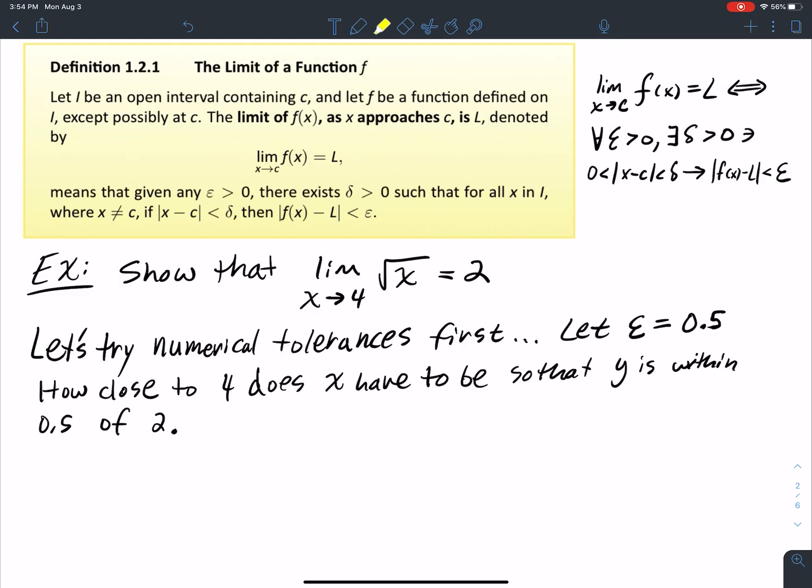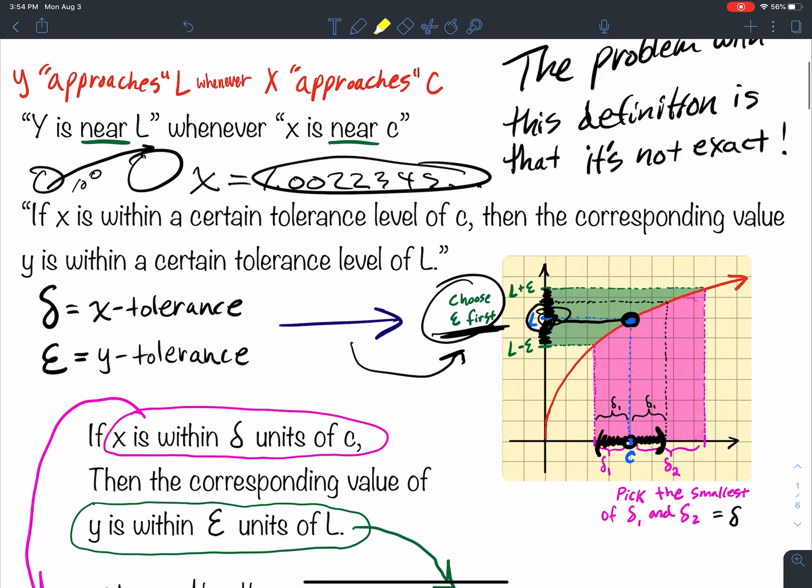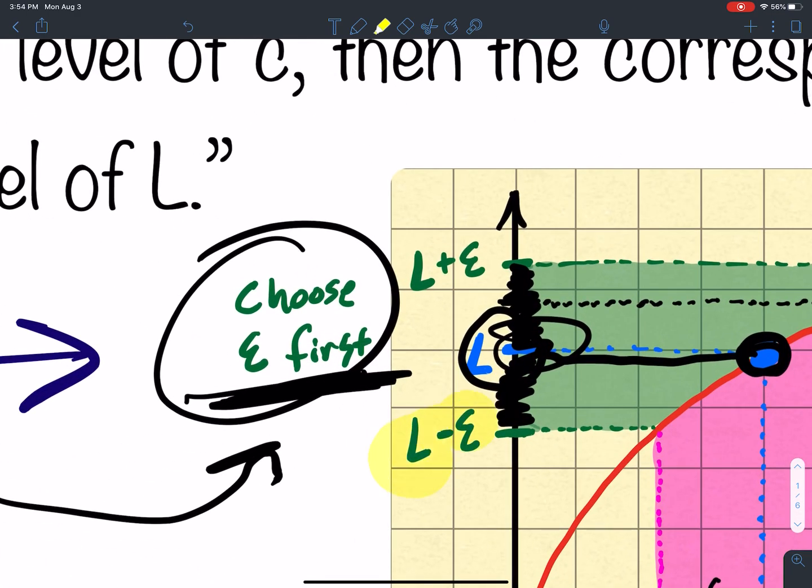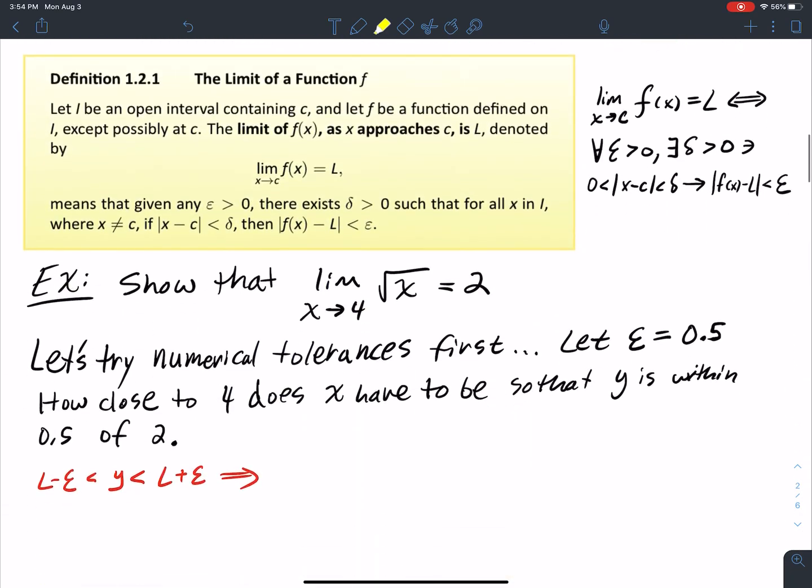So the question is, how close do we have to get x to 4 in order that y will be within 0.5 of the answer 2? Okay? So how do we do this? I'm going to set up the inequality. So y is stuck between the limit minus epsilon and the limit plus epsilon. As we talked about in our video, we have our bounds here. We're stuck between minus epsilon and plus epsilon. That's where the y value is stuck between.